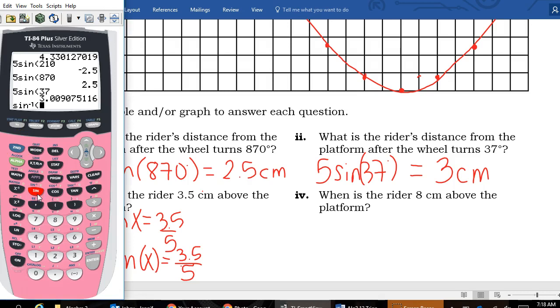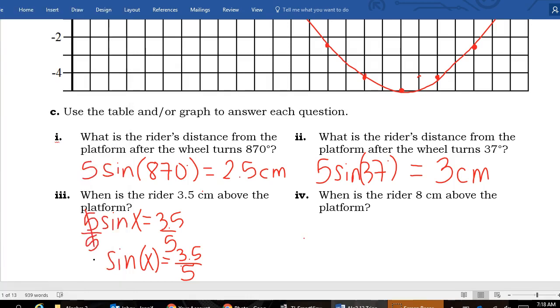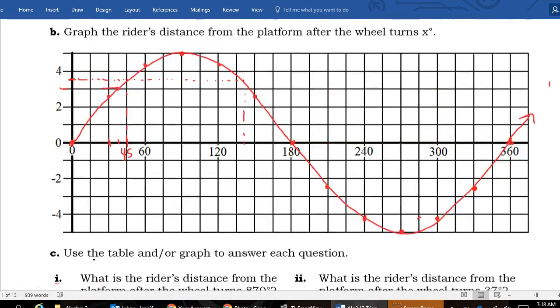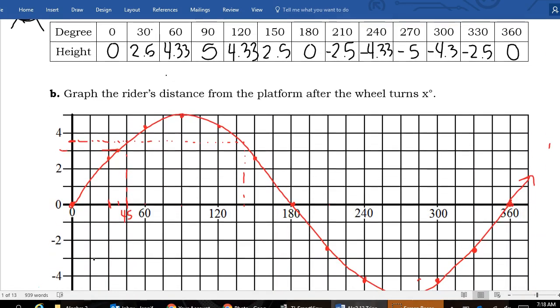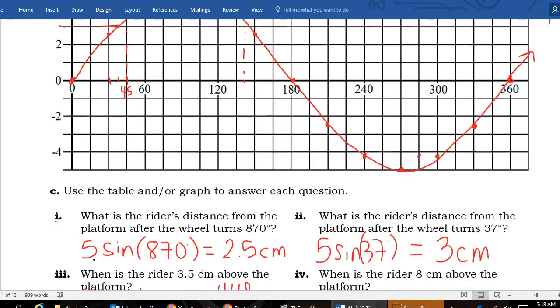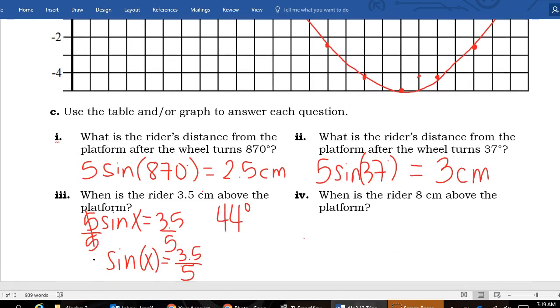Sine inverse 3.5 over 5. 44 degrees, and I was right about 45 with my estimate on my graph. But then remember, there was a second answer at, let's call that 135 degrees. 136 probably, since we were off by 1. And then there would be a third answer and a fourth answer and so on. So the equation only gave us the first answer when we solved on the calculator, but we can use the graph to see that there's actually going to be many, many answers that hit 3.5 centimeters.